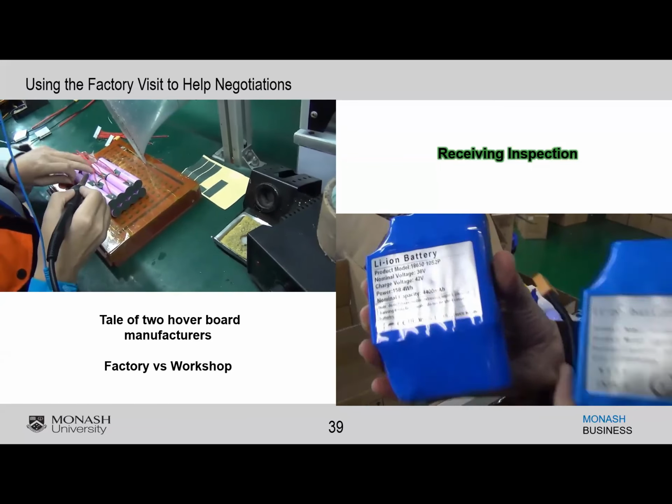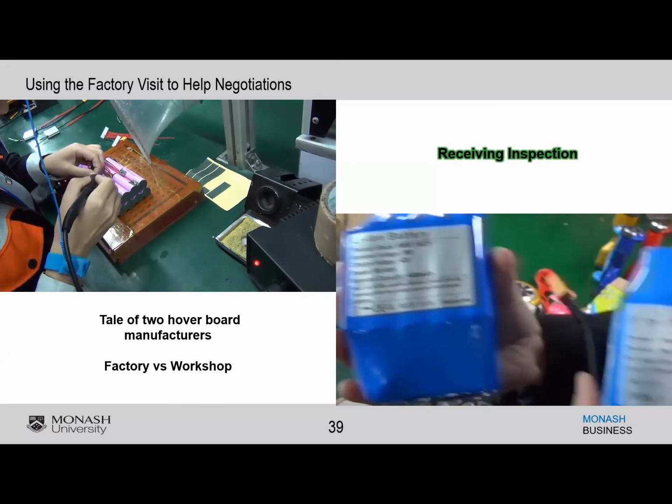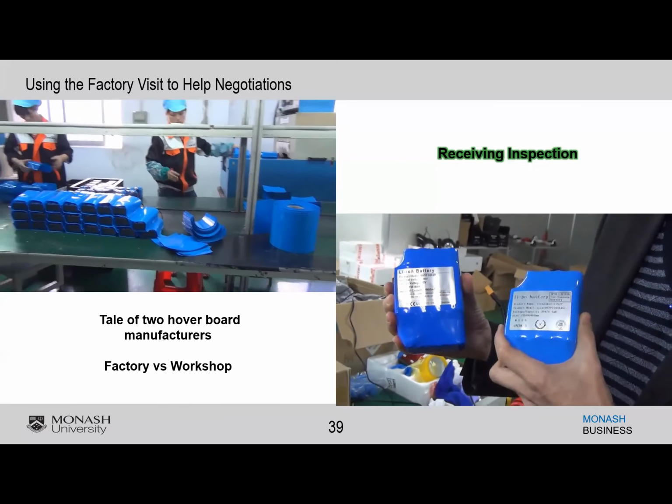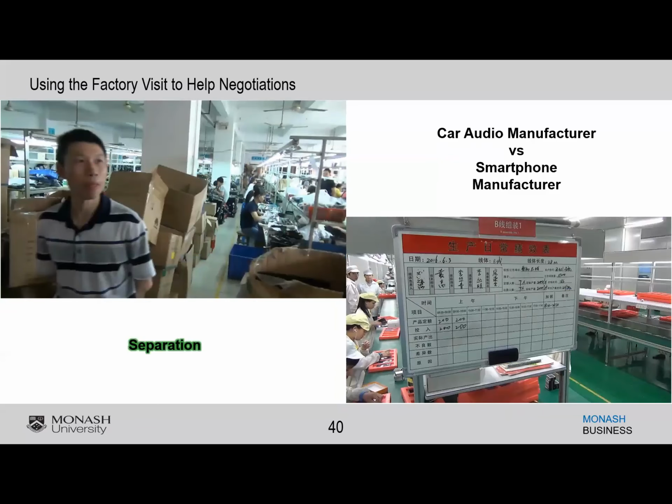All right. So the group that's doing the hoverboard, I think you should have lots of fun with the comparisons and the batteries on that. Okay. All right. And car audio manufacturers, smartphone. Yeah, that's an interesting one.